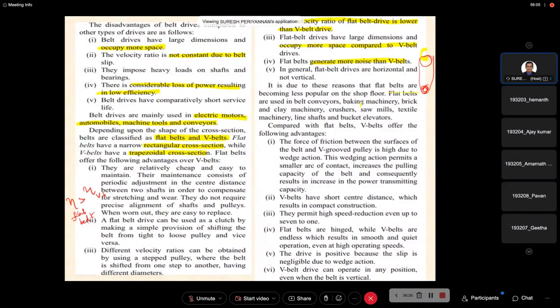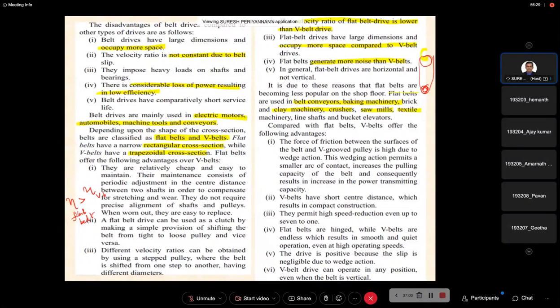We are using flat belt in belt conveyors, packing machinery, and line shafts. Also in clay machinery, crushers, sawmills, flour mills, textile machinery, and line shafts. I think before the midsem we discussed this, and I shared some videos also.